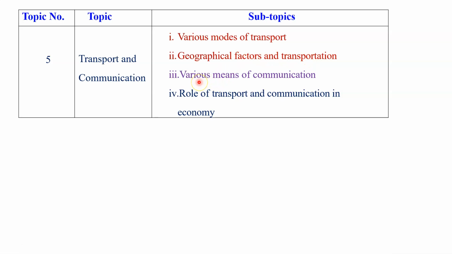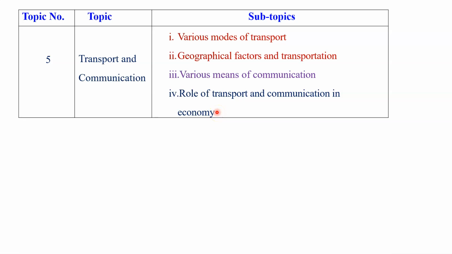Then we have a third very important topic, that is various means of communication. Dear students, you know that a number of means of communication are available, such as postal services, telegraph services, courier services, and social media, and so many others, that we are going to discuss in detail here. The last subtopic in chapter number 5 is the role of transport and communication in the economy. This is also very important.